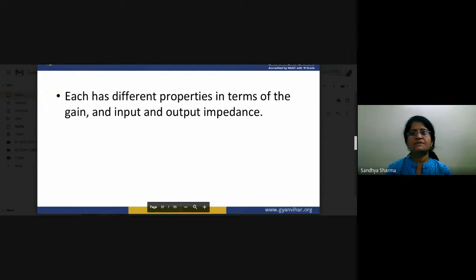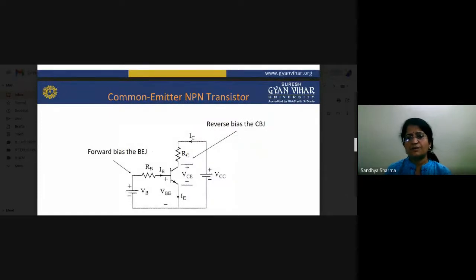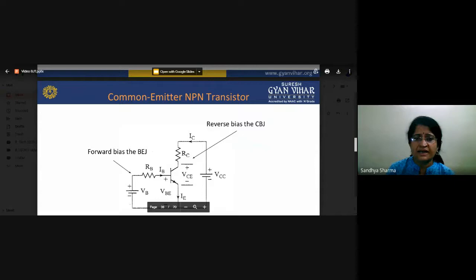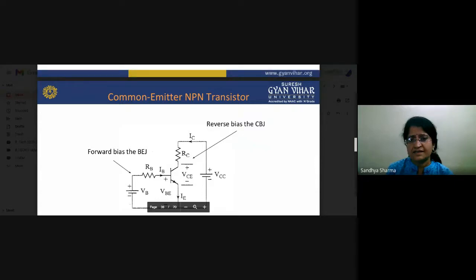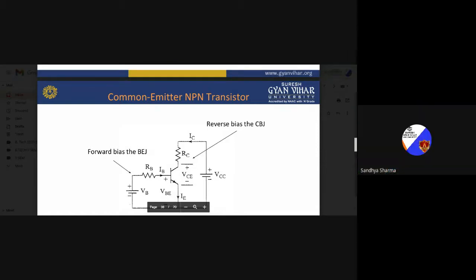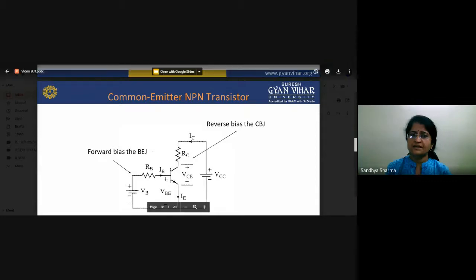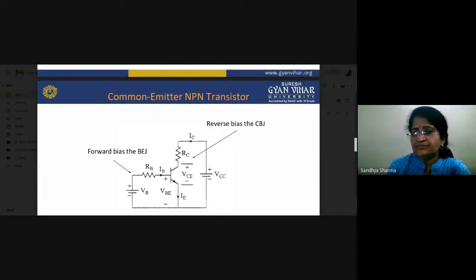So there are different parameters through which we can compare the basic properties. Now we have seen the NPN transistor in its different configurations, and now we will see only the common emitter configuration in detail. You can see here there is an input supply, a resistance, the common emitter configuration, a collector resistance, and again a supply added for proper biasing. You have to make the emitter junction forward biased and the collector junction reverse biased, as per the criteria.